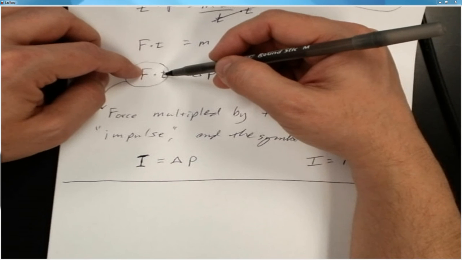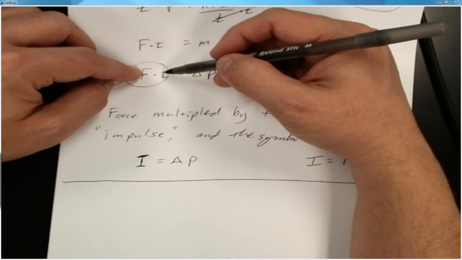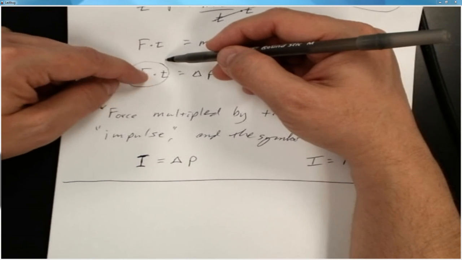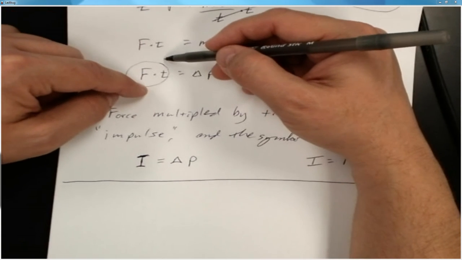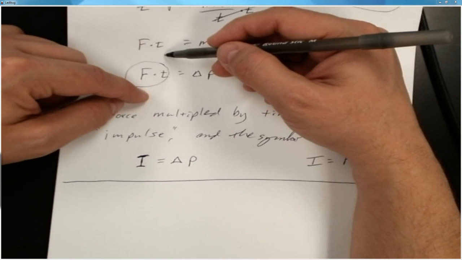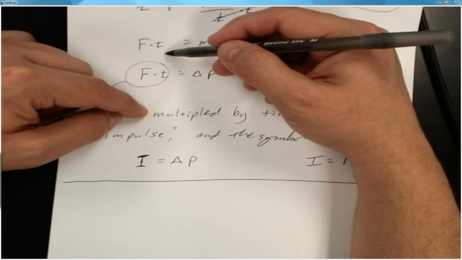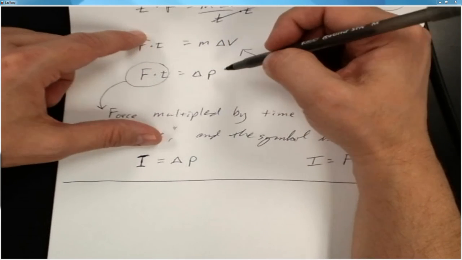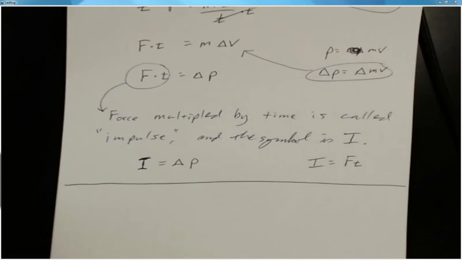If you run into a haystack, well, the time will be much larger. So what's going to happen to your force to balance it? The force is going to have to go down. So as the length of time over which the collision occurs goes up, the amount of force that you experience at any one little instant of time is going to go down. But if the time goes down, the force goes up. It's because they equal the same amount of change in momentum in both cases.